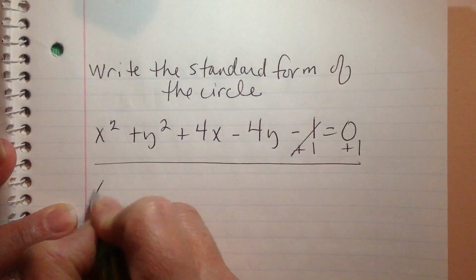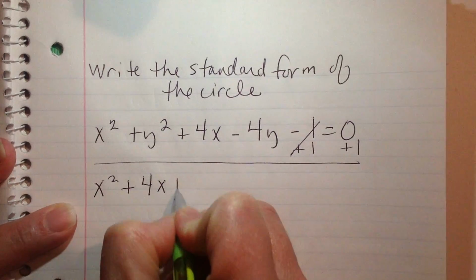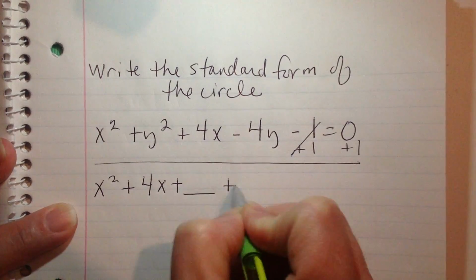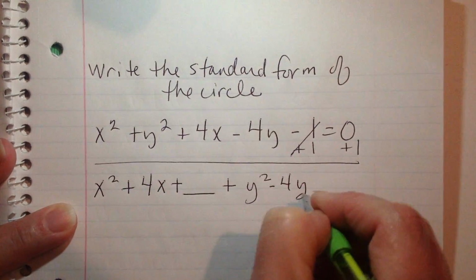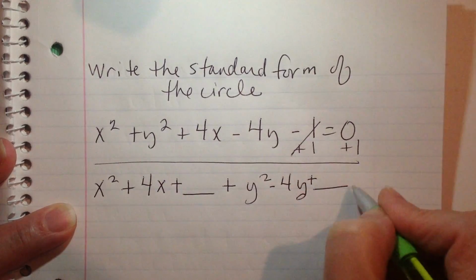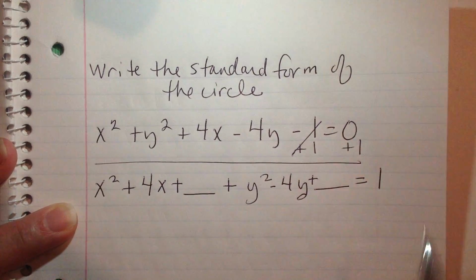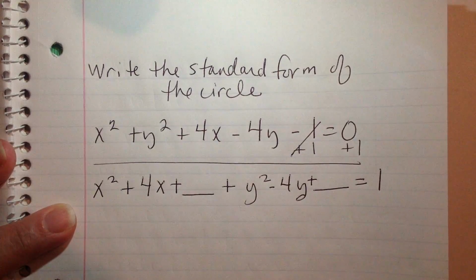So here I have x squared plus, pull your x term, plus 4x plus a blank, plus use your y squared and your y term, minus 4y, with the blank, that's plus the blank, equals 1. Okay? Your blanks will always be positive.